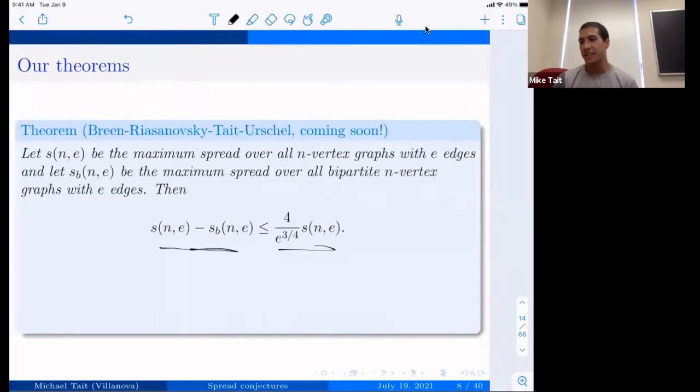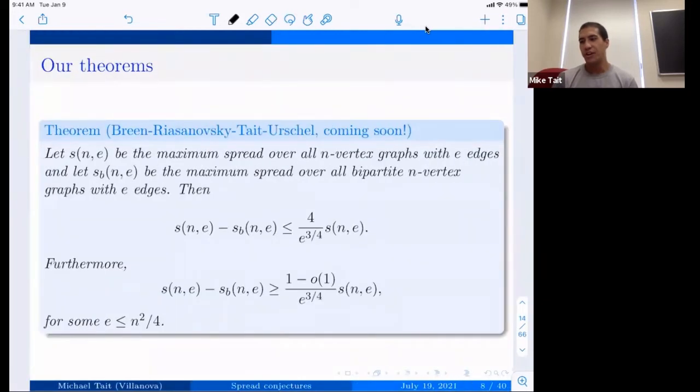But more surprisingly, their conjecture is actually false. So we showed that for any n large enough, there is a choice of E less than n squared over 4, so that the conjecture is actually not true in that case. The graph that maximizes spread in this case is actually not bipartite. So this conjecture that I said is very natural and seems almost trivially true. That's how I thought of it. It's actually false. So this was very surprising to me.